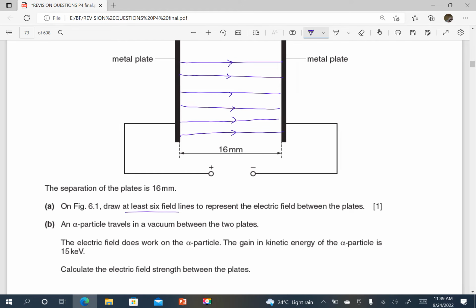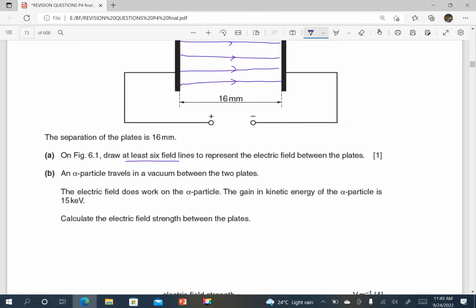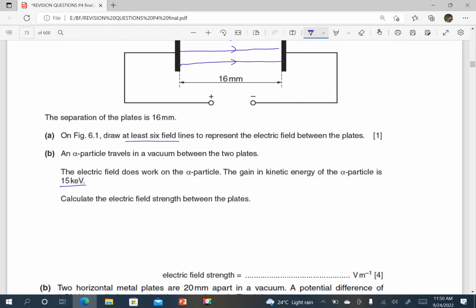An alpha particle travels in a vacuum between the two plates. The electric field does work on the alpha particle. The gain in kinetic energy of the particle is 15 kilovolts. Calculate the electric field strength between the plates. The electric field does work on the alpha particle. The gain in kinetic energy is that. So calculate the electric field strength between the plates.